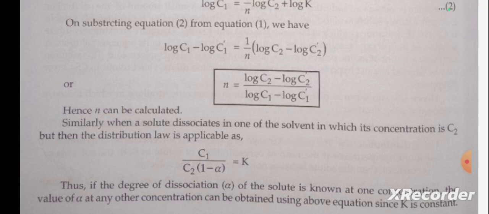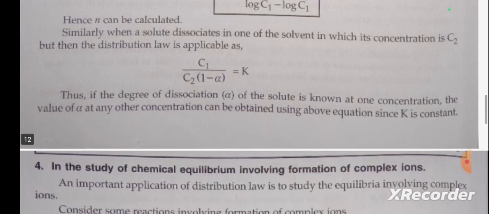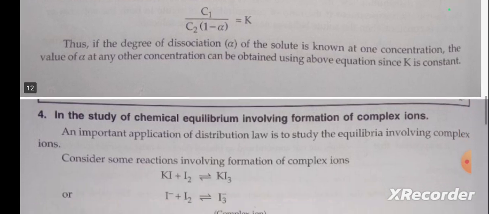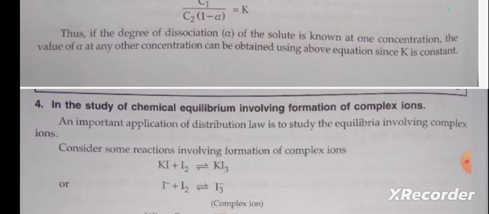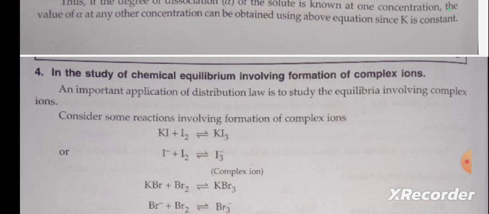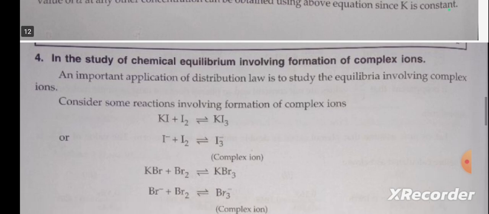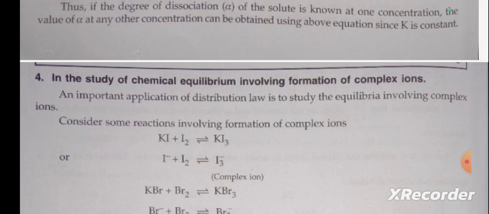Similarly, when a solute dissociates in one of the solvents in which its concentration is C2, then the distribution law is applicable as C1 by C2 into 1 minus alpha is equal to K. Thus, if the degree of dissociation alpha of the solute is known at one concentration, the value of alpha at any other concentration can be obtained using the above equation since K is constant.